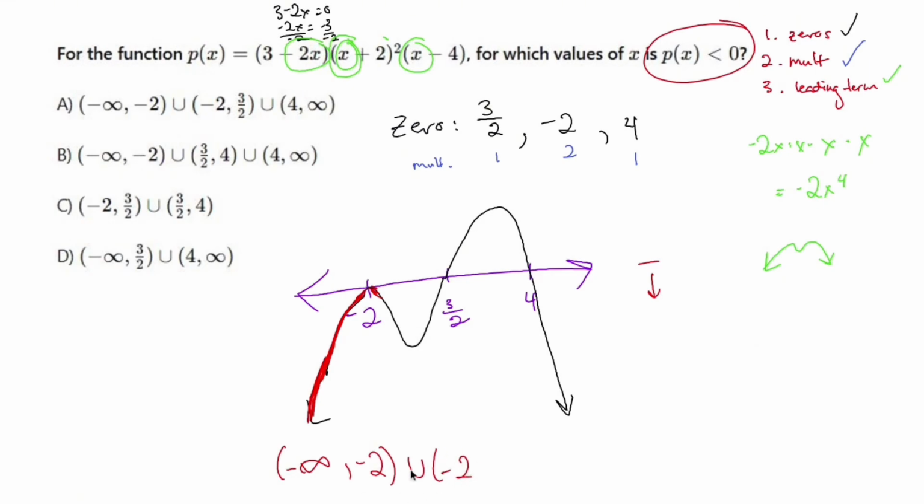So I'm not including negative 2. It sounds weird that I'm saying, let's go to negative 2 and then from negative 2, but that's how it is. So from negative 2 to positive 3 over 2, I'm negative again, right? And then the moment I hit 3 over 2, I'm no longer negative, I'm 0. Now I'm positive, now I'm positive, now I'm positive, but once I hit 4, I'm negative again. And it's going to stay that way forever. So from 4 on is going to be negative. So I go from negative infinity to negative 2, union, negative 2 to 3 over 2, union, 4 to infinity. A is going to be my guy.